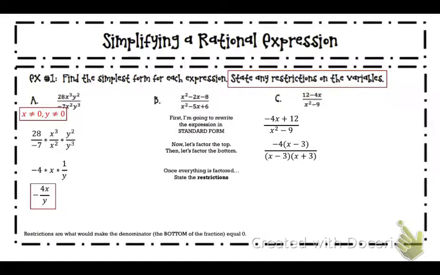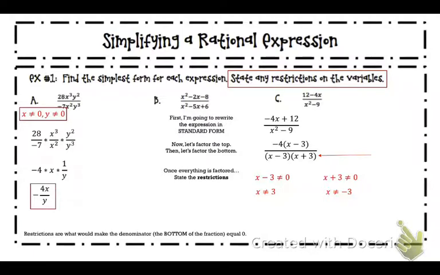Again, you're going to set your bottom pieces equal to 0, because we don't want those to equal 0. So we're going to see, what do I have to plug into that x for that to equal 0? So I have x minus 3 cannot equal 0. X plus 3 cannot equal 0. So that means x cannot equal positive 3, and x cannot equal negative 3. Those are my restrictions. Then the very last thing I have to do is cancel common factors.